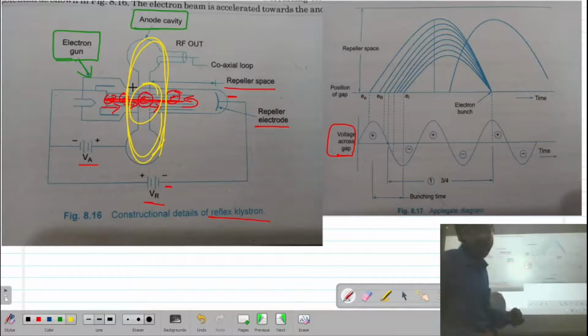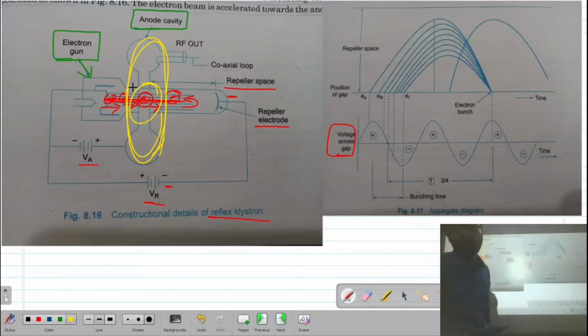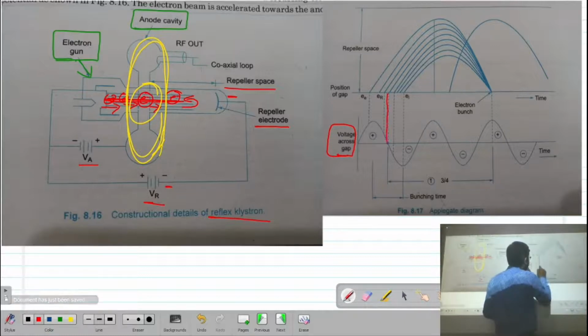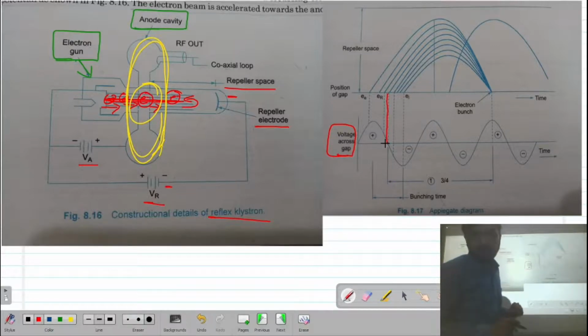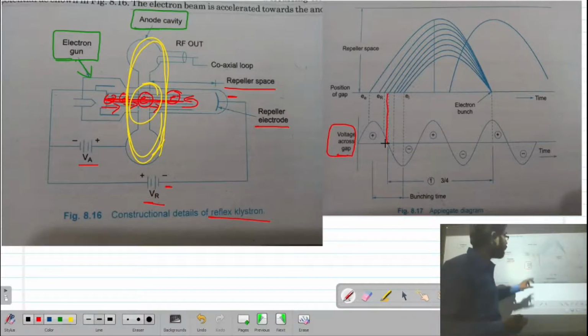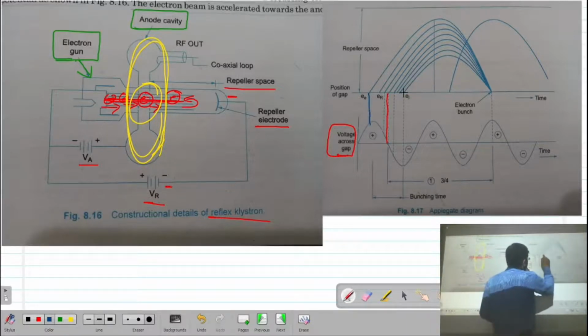Okay, so that small noise is going to be amplified with respect to this Applegate diagram explanation, as we have discussed earlier. Let us discuss this Applegate diagram again. This is ER, the reference electron. This EE is the early electron, and this EL is the late electron.